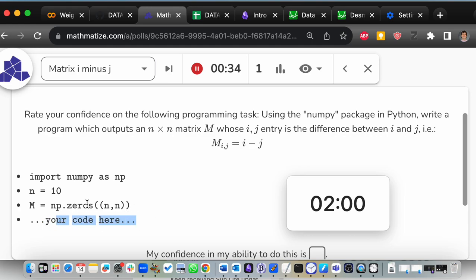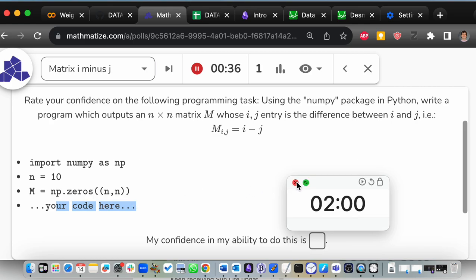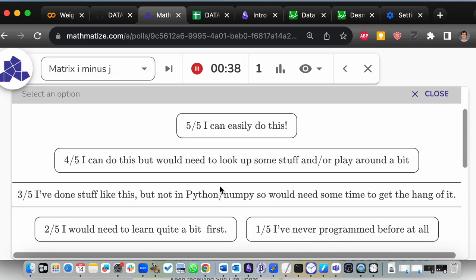And then I gave you my confidence from 1 to 5 stars, because 1 to 5 stars is the official system of the course. Can you easily do this? Do you need to look up some stuff, all the way down to you've never programmed? You guys let me know how it is, and I'll spend either more or less time on these programming things.